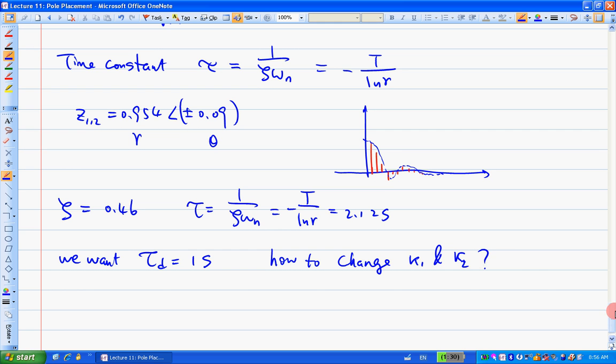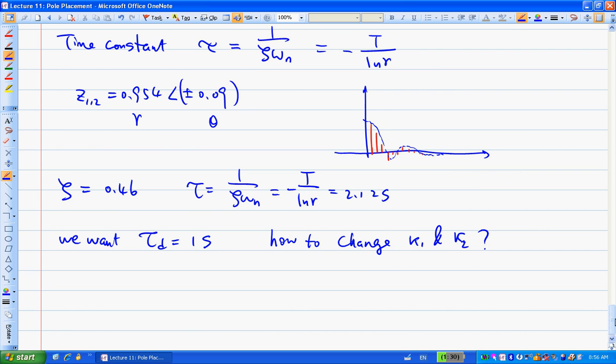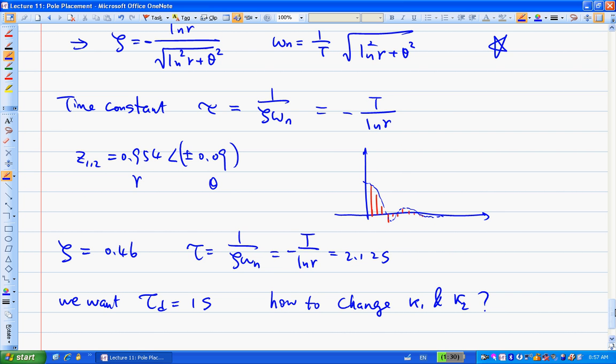If this is your desired time constant, 1 second, how do we pick K1 and K2 again? K1, K2 should be picked based on what? Based on the desired poles, right? Desired poles meaning there is a desired R and theta. So if you can figure out the desired R and theta based on the new time constant and zeta, then we'll be able to calculate K1 and K2.